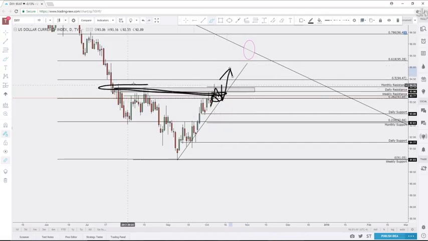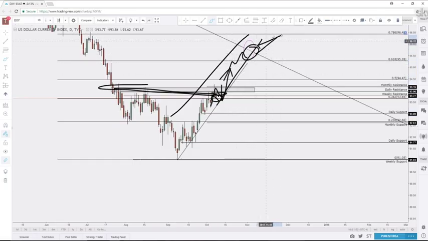In the event we do crack that top area resistance, we can expect a tap of this trend here. Now at this point right here, guys, remember when 2 channels meet at the same point, we must wait for the daily close, whether price is going to continue that upwards momentum or start moving to the downside.